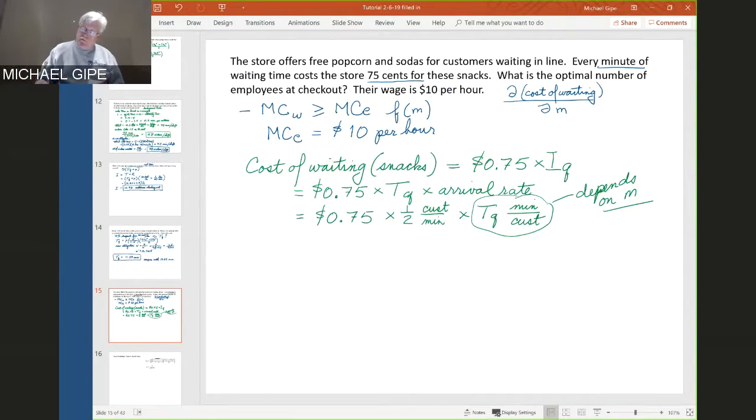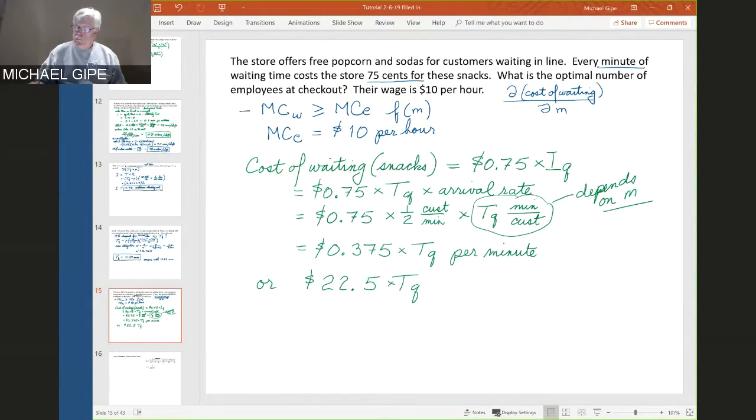Okay. So we'll just calculate this in terms of the queue time, and then we'll figure out what the queue time is depending upon the number of employees that we've got at the checkout. And this is per minute. Or, since we have wages in terms of hours, multiply that by 60, we get $22.50 times TQ per hour on average. This is the cost of supplying popcorn and drinks.